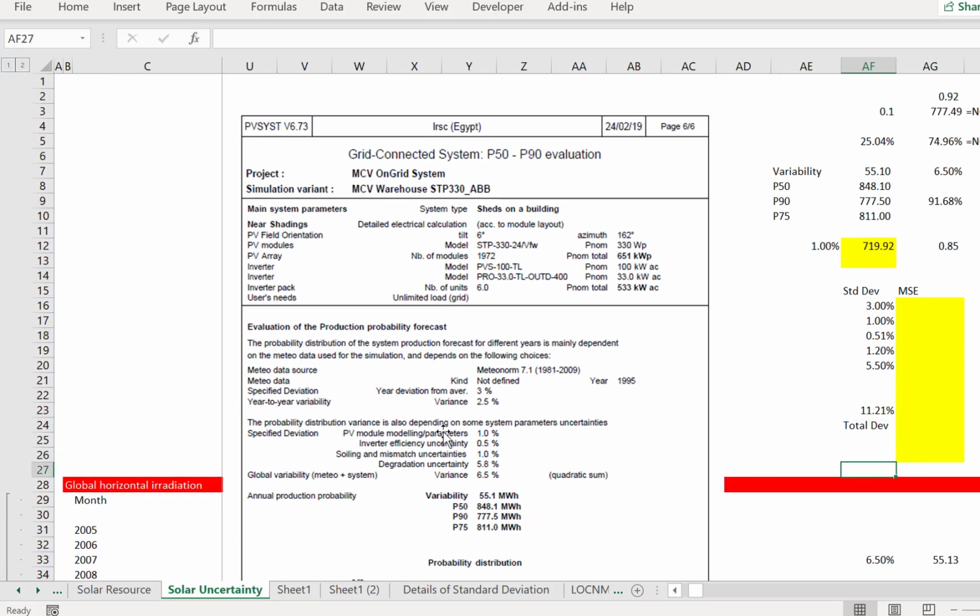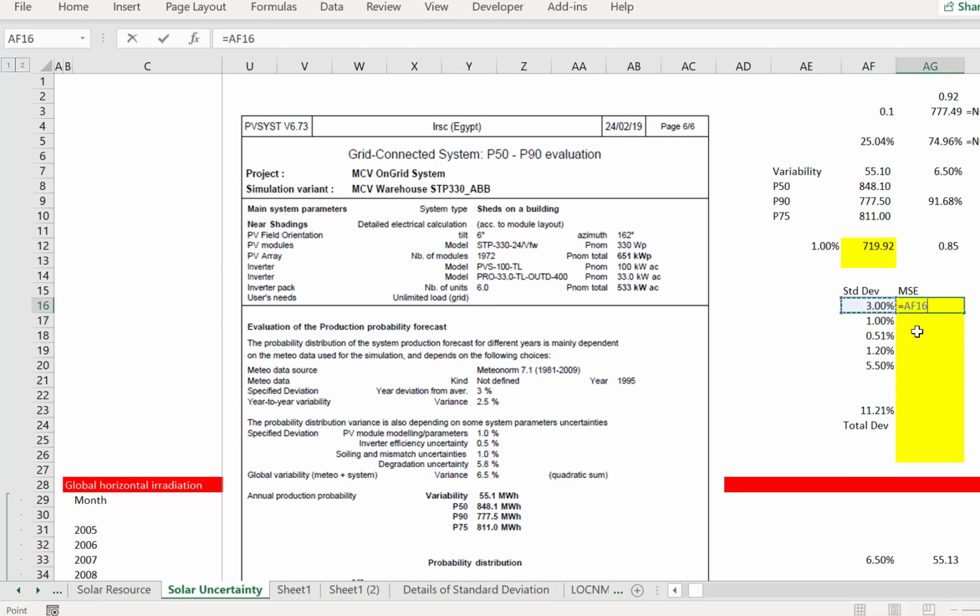In this case, they have PV module parameters. Oh, God, what bullshit. Inverter efficiency uncertainty. Let me see some historic record. Soiling, mismatch. And then degradation, which is the big one, which shouldn't even be there. And then they get 6% variation.